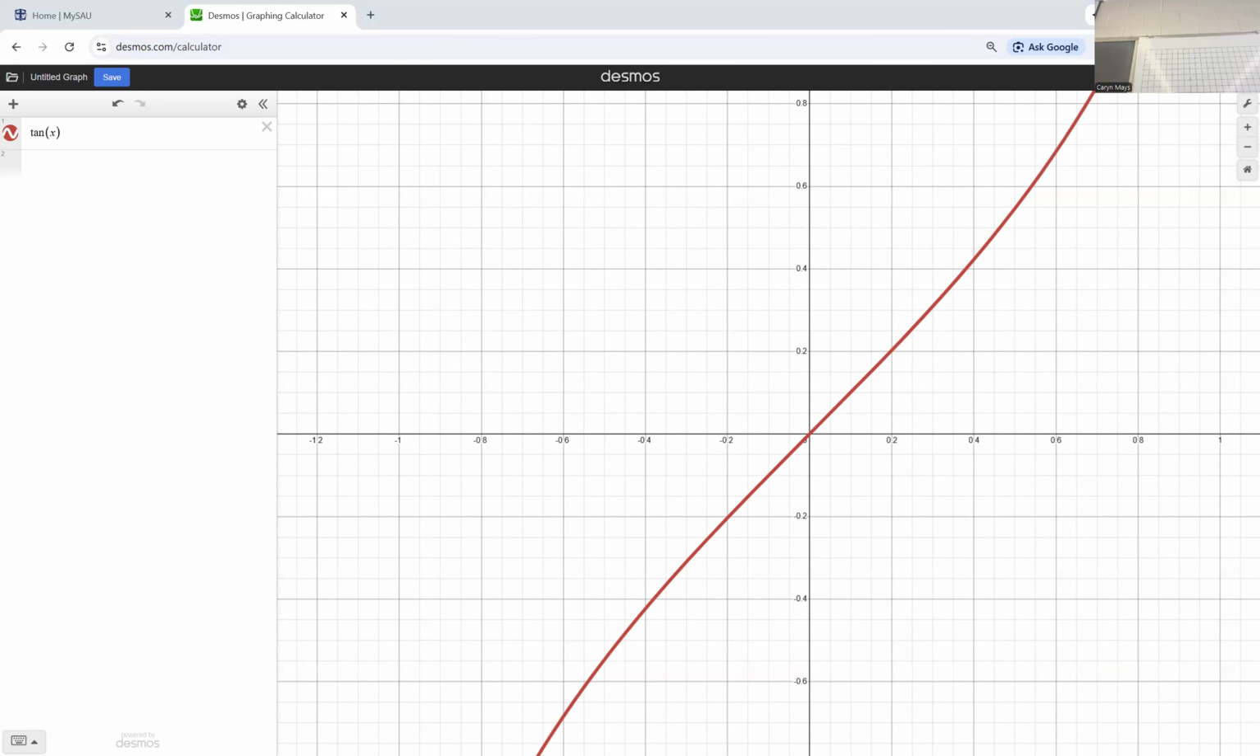And e to the x behaves the same. I can just plug it in. As long as I'm not breaking domain rules, I can plug in that value. So plug in -1, e to the -1. Also could be written as -1 over e.